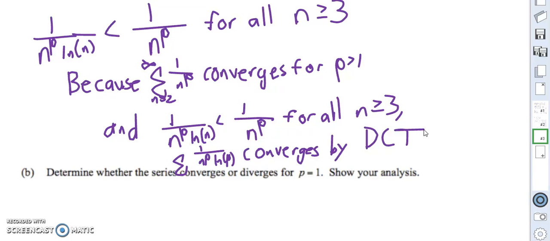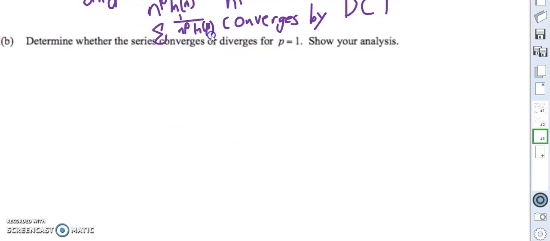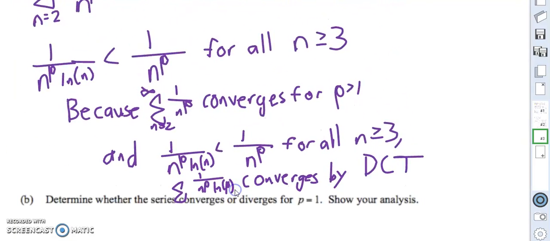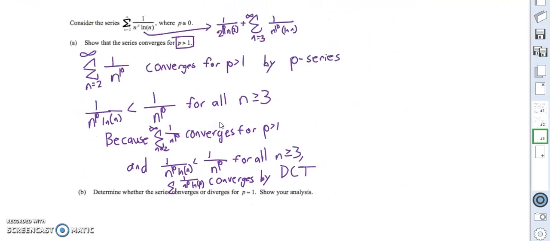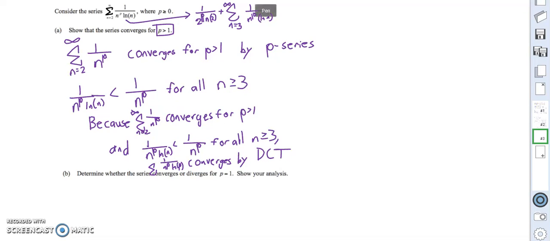Part B, that I've written over. Part B says determine whether the series converges or diverges for p equals 1. Show your analysis. So for p equals 1, they're asking about the series sum from n equals 2 to infinity of 1 over n to the p, and p is 1, so it's just going to be n, ln of n.